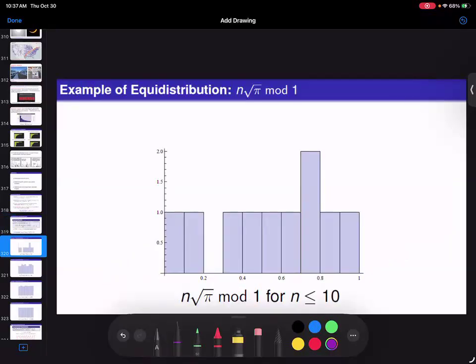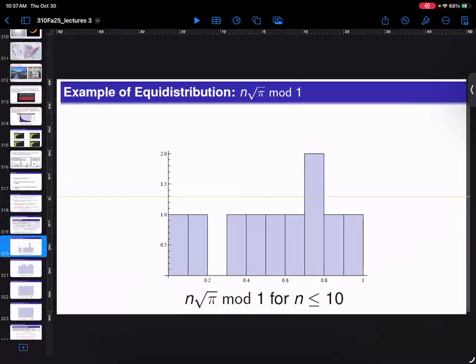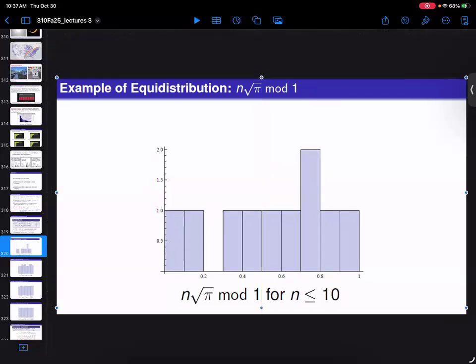Because I had to prepare things ahead of time, I chose the square root of pi. I want to see how often n square root of pi mod 1 lands in various subintervals. I chose intervals of length 1/10, and I looked at the first 10 points. Does this look like it's falling evenly? Yes or no? Or do you want more data? Yeah, I want more data.